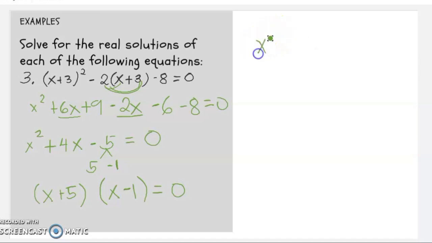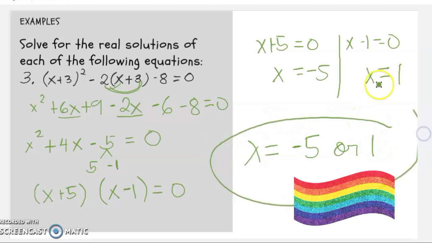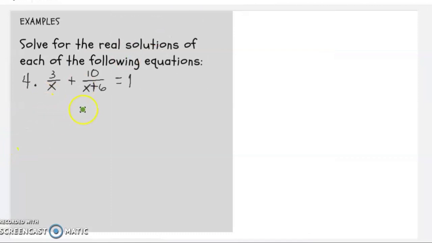So, we have x plus 5 equals 0. The other one is x minus 1 equals 0. So, we have x is equal to negative 5 and x is equal to positive 1. So, our real solutions would be x is equal to negative 5 or positive 1. Okay. Fourth example. O, kanina, diba yung sa LCM natin?